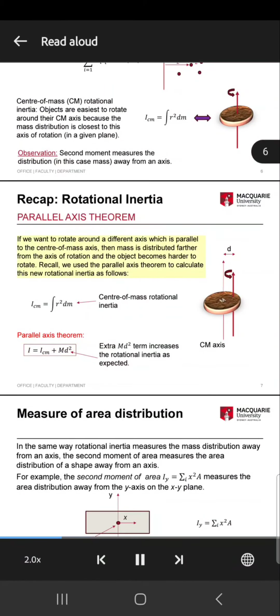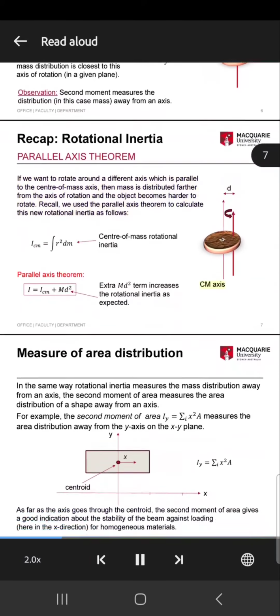Rectangle. If we want to rotate around a different axis which is parallel to the center of mass axis, then as the mass is distributed farther from the axis of rotation, the object becomes harder to rotate. Recall, we use the parallel axis theorem to calculate this new rotational inertia as follows. Center of mass axis. Parallel axis theorem. Center of mass rotational inertia.